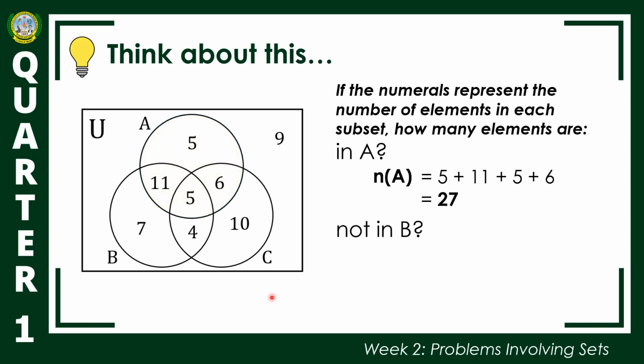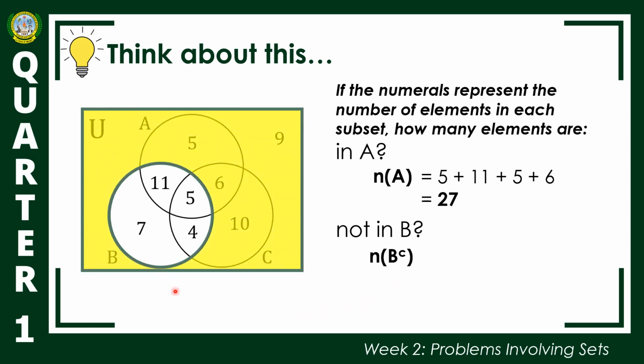Next, how many elements are not in B? Ang hinahanap naman natin dito is the B complement, or the number of elements in the universal set that are not in B. Sa madaling salita, ito yung mga elements outside set B. At kung makikita nyo po, meron pong 4 na subsets na nasa labas ng set B. So, ganun din ang gagawin natin. I-add natin ang mga elements ng subsets na iyon. So, we have 5 plus 6 plus 10 plus 9, and that is equal to 30. There are 30 elements that are not in B.